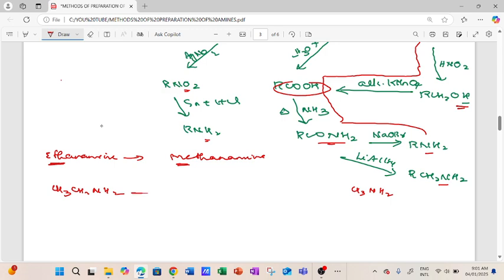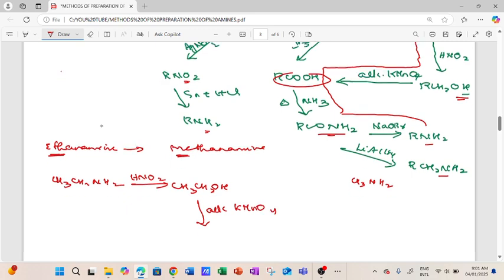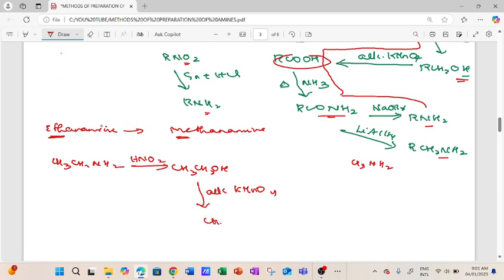So you take the amine and do the reaction with HNO2. You will get CH3CH2OH, alcohol. That alcohol you take and do oxidation in presence of alkaline KMnO4. We get CH3COOH, acid. Acid to amide we prepare by adding ammonia followed by strong heating. We get CH3CONH2. Now amide to amine by Hofmann-Bromamide degradation. This is how we can decrease the carbon, which is step down reaction.